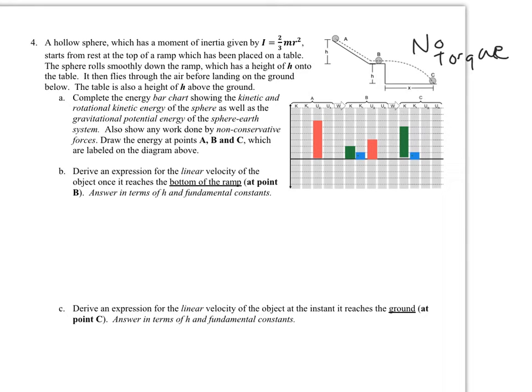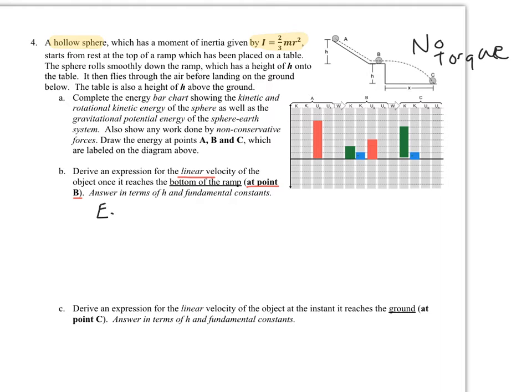All right, now for part B, we want to derive an expression for the linear velocity at the bottom of the ramp, point B here. Before we do that, I want you to notice that depending on which version of the quiz you had, you may have a slightly different object. Some people had a hollow sphere with a moment of inertia of 2/3 mr squared, and so I'm going to do this derivation using that moment of inertia. However, I will write down what the answers would be if you had either the solid sphere or the disk. The way you would go about it is the same, but the answers obviously would be slightly different.